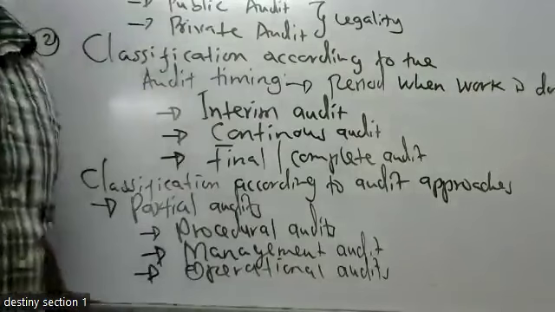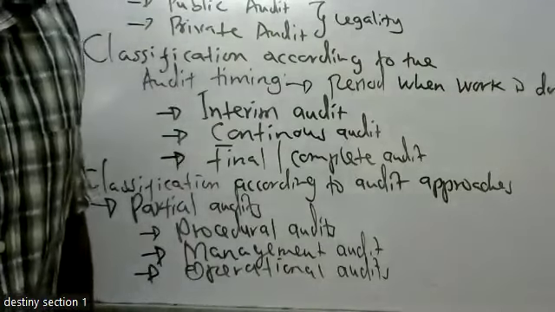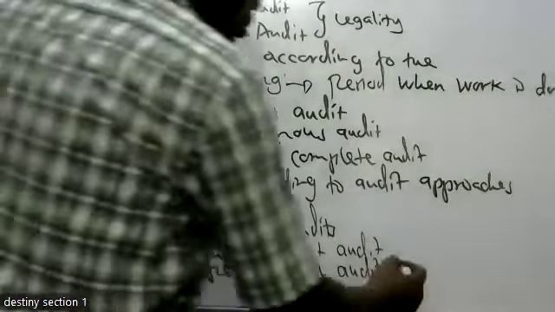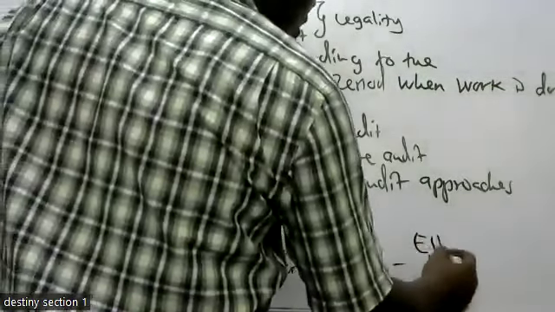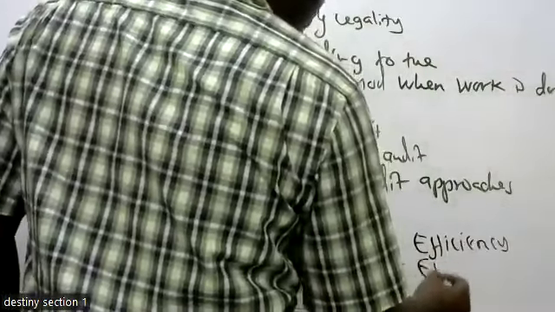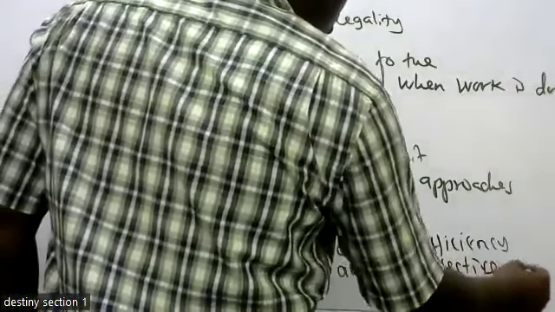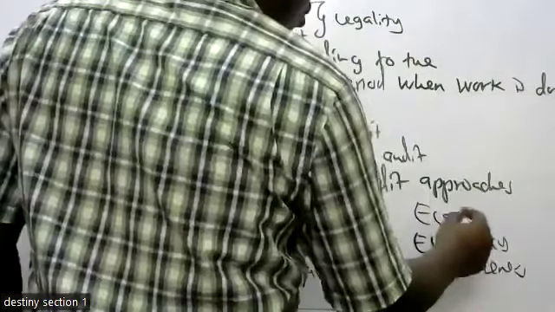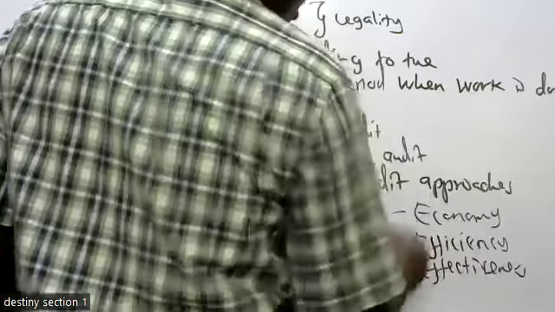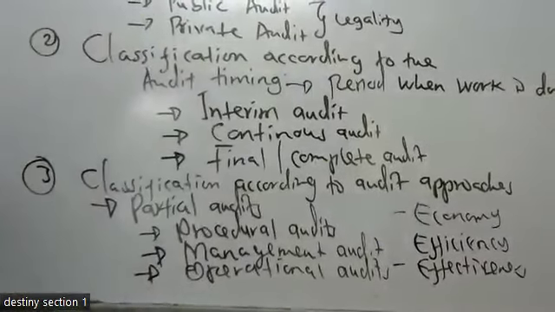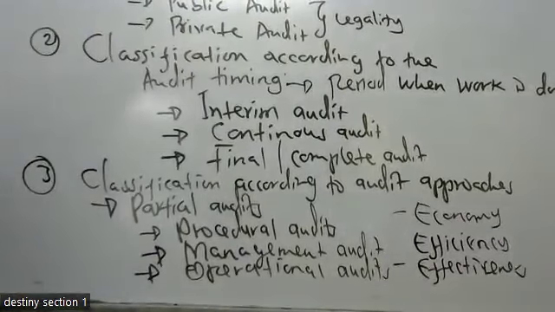The other one is what we call the operational audits. Operational audit is done to check on the activities of the firm, whether they are efficient, whether they are effective, and also to find out the economy of those activities. Are they efficient? Are they economical? Are they effective? So, operational audit.